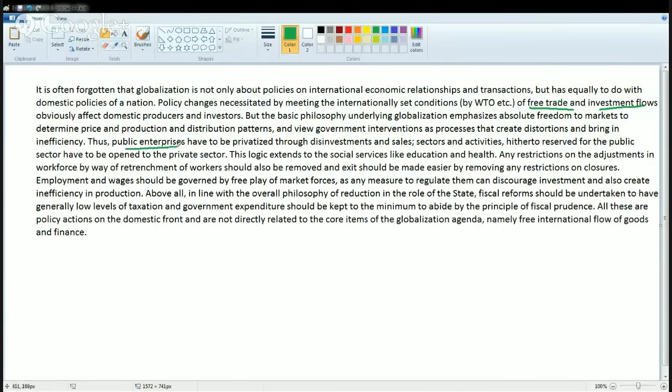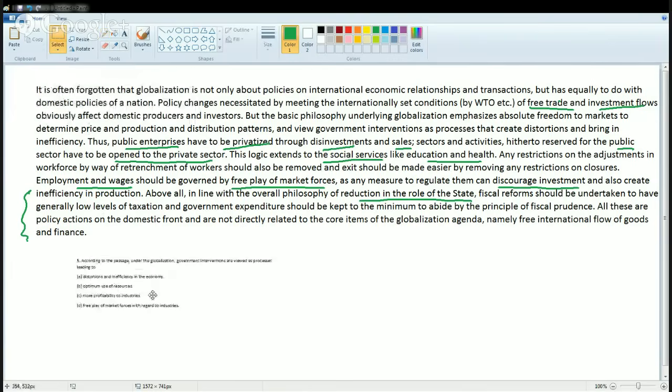Then it says that public enterprises need to be privatized. This can happen through disinvestment and sales. Then there is an aim to expand the social services like education and health. Then opening up to the private sector for the public sector is important. The wages and employment are governed by the free play of market forces. This acts as a measure to regulate the discouragement of investment, that is important. And so the overall philosophy here is reduction in the role of the state. Okay, so just by focusing on these points, we can directly answer the questions which are asked here.